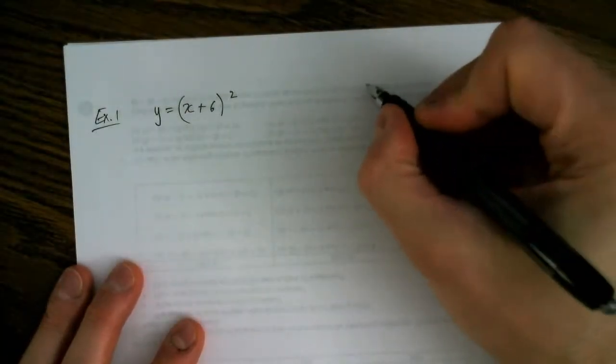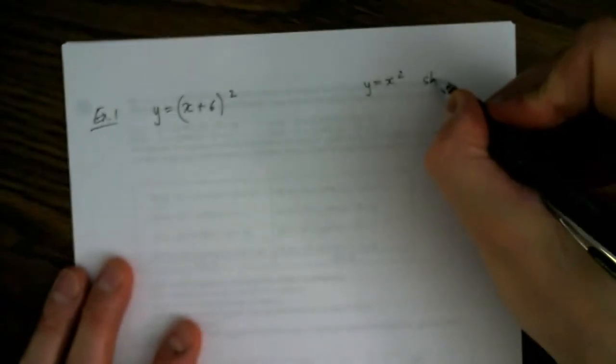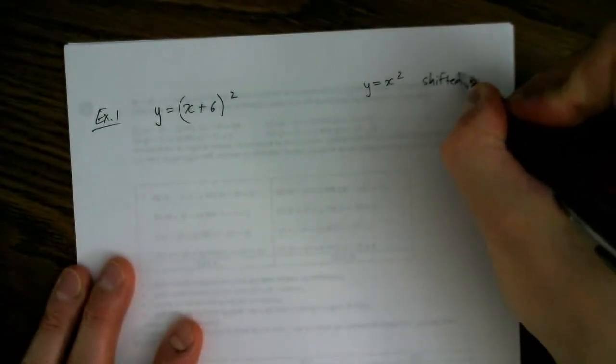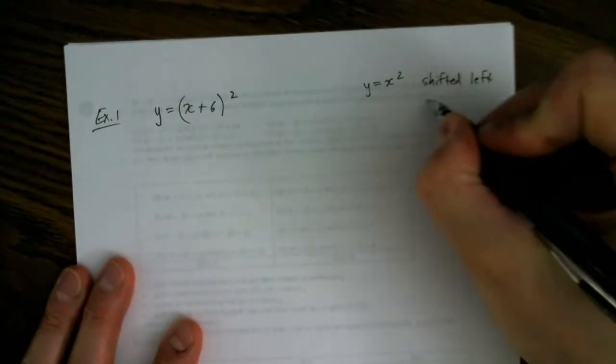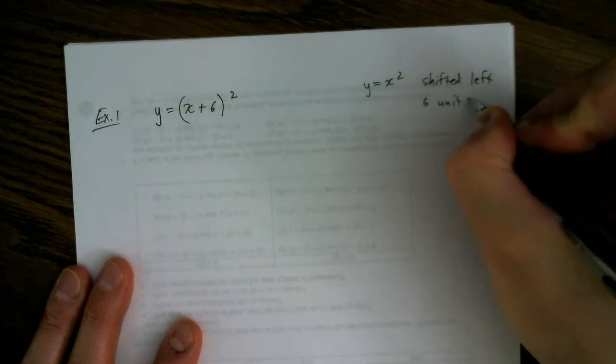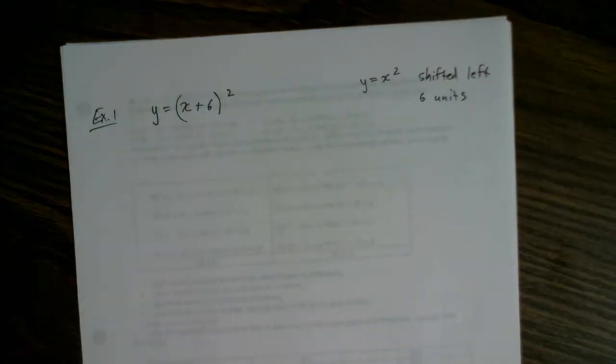So here we have a quadratic relation, and if we were to graph it, we know that it would look just like this quadratic relation, but it would be shifted left 6 units. Here's a graph of it.